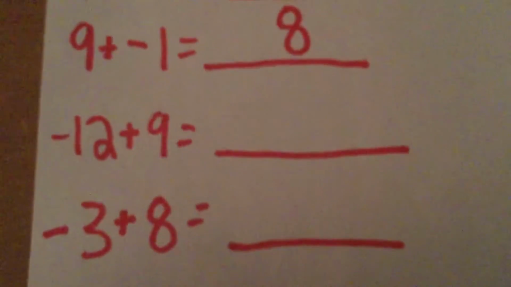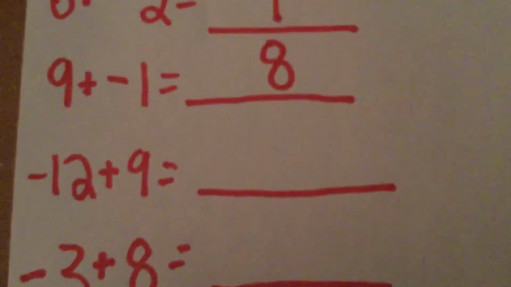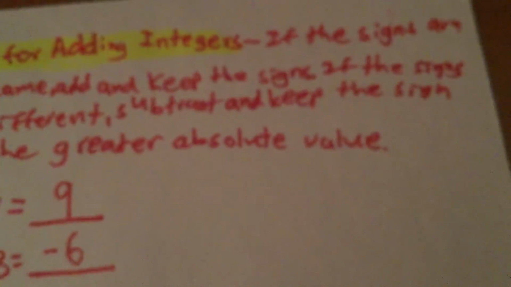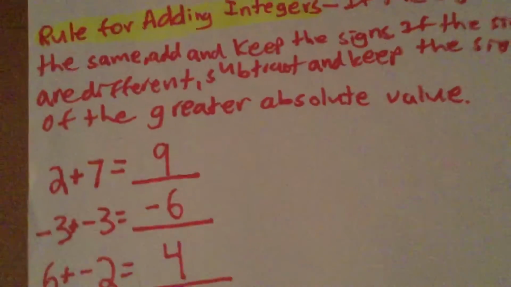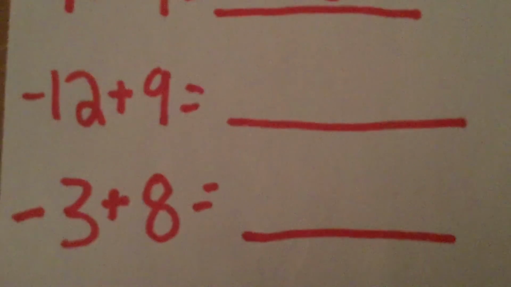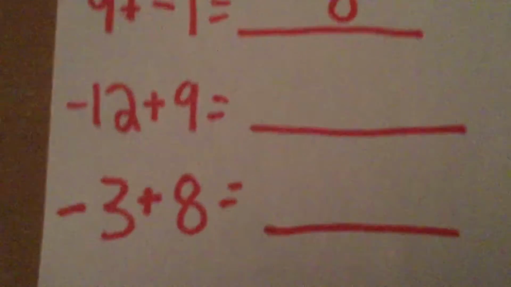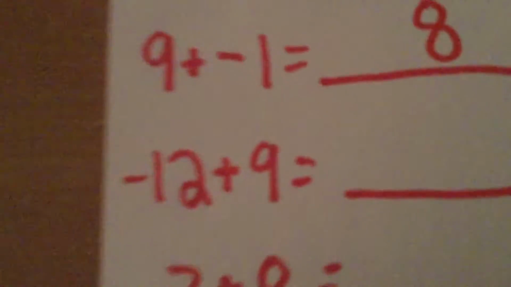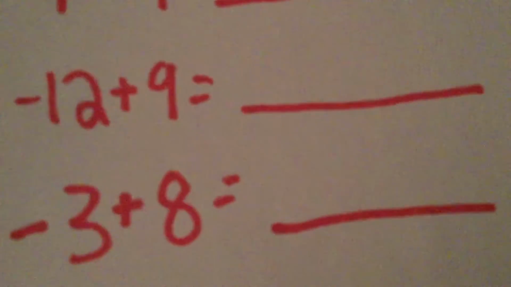But what about these ones? So here we have -12 plus 9. Well, we're instructed to subtract and keep the sign of the greater absolute value. So let's subtract. 12 minus 9 is 3, but we have to keep the sign of the greater absolute value. And the absolute value of 12 is greater than the absolute value of 9. So this would really be a -3.